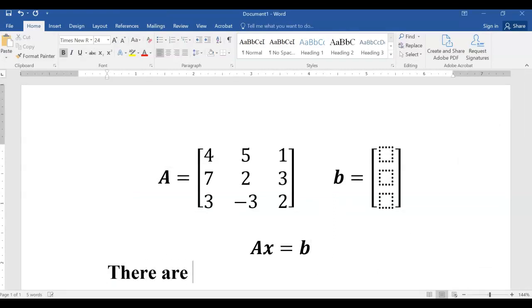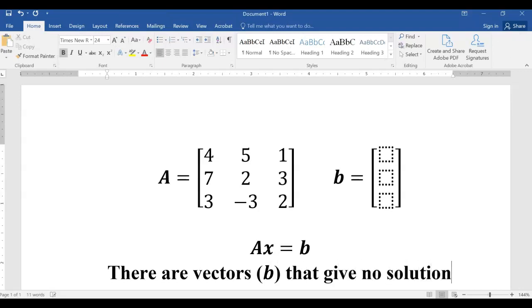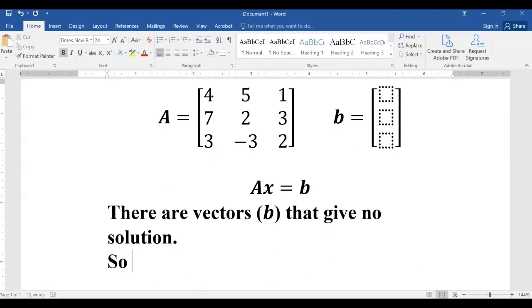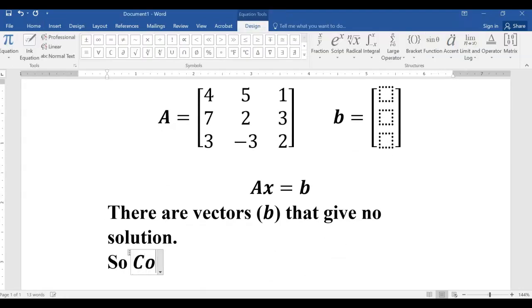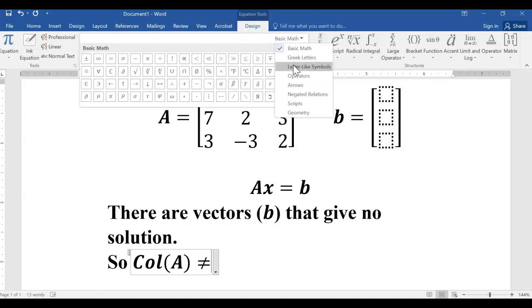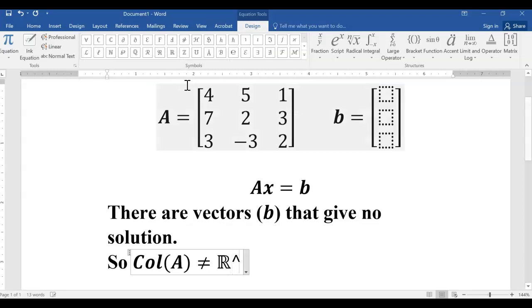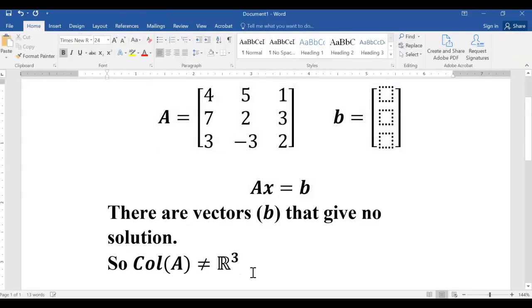So there are cases, in fact, where we have no solution. Let me write that down. There are vectors B that give no solution. So the column space of A, COL of A, is not equal to R3. So the column space of A is not R3 because there are certain vectors that are going to give us no solution.